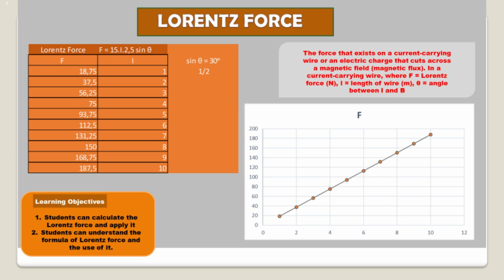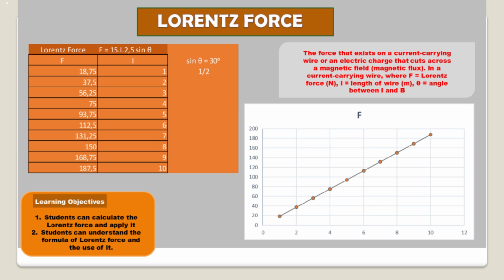times L sin theta. We assume the value of B is 15 Tesla, and L, the length of wire, is 2.5 meter. For the angle, we assume the value of theta is 30 degree, which is equal to a half. And for the current, or I, it is starting from 1 until 10 ampere.